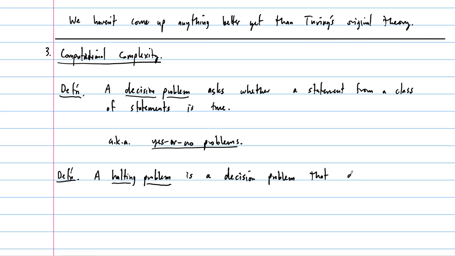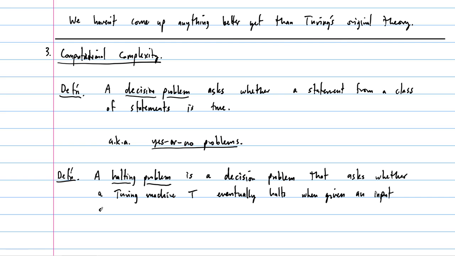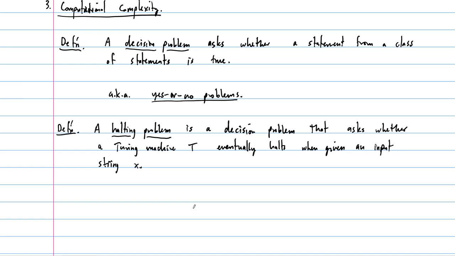So a decision problem that asks whether a Turing machine T eventually halts when given a certain input string. This is definitely a decision problem because the answer is either yes it halts or no it doesn't. So the input string we'll call X here.